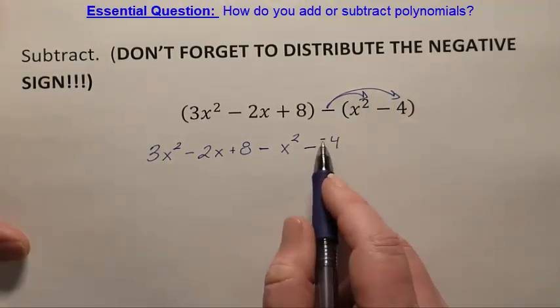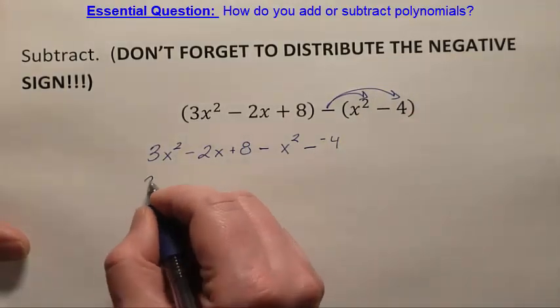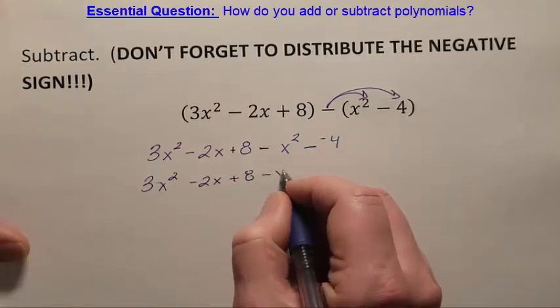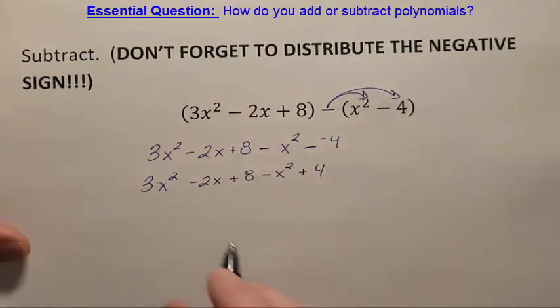4. I don't like writing a minus negative. It's supposed to be a plus problem, so I'm going to rewrite it so I can visually see that it's actually an added problem. Now that I've actually gone through and I've subtracted, I need to combine like terms.